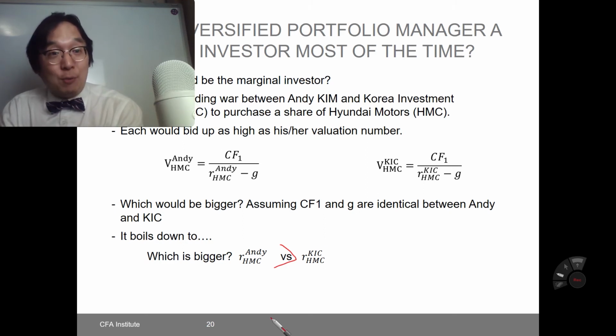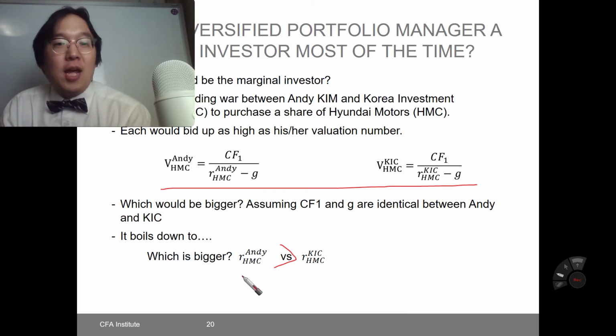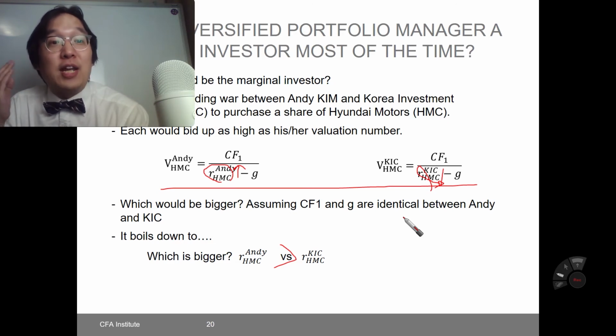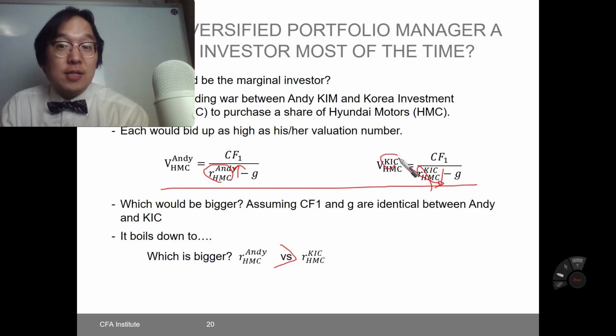So this is what is happening. What's the consequence in this diagram? Well, the denominator is bigger for me, smaller for them. So which one can come up with a higher valuation estimate for Hyundai Motor, the same company? Of course, KIC will come up with a bigger valuation estimate, because of the inverse relation between the value and discount rate.